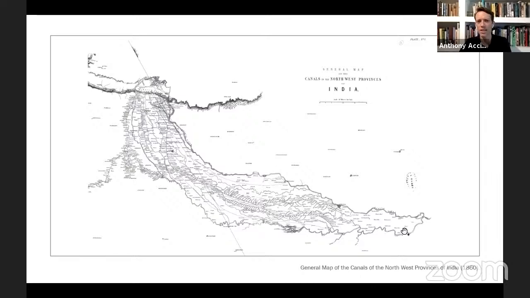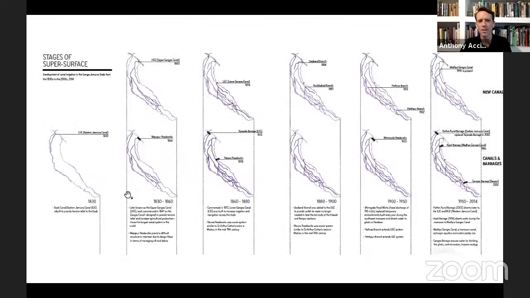And today, if we look at its evolution from the 1830s all the way to the present, we can see how it goes all the way to the tip of the Doab, to Prayagraj. So this is a drawing of that evolution of this highly centralized system, which continued to grow under the Raj and since independence in 1947.